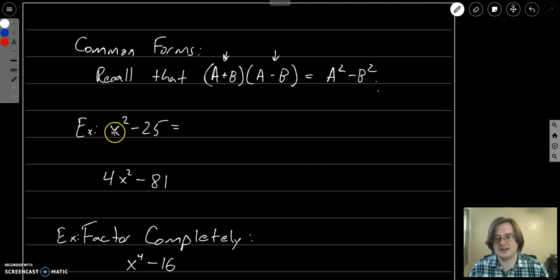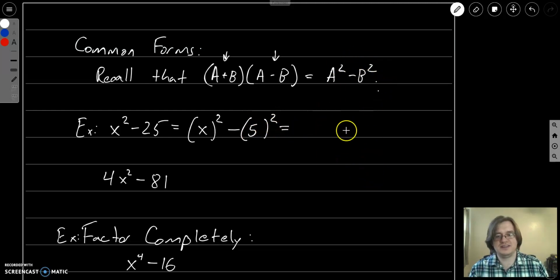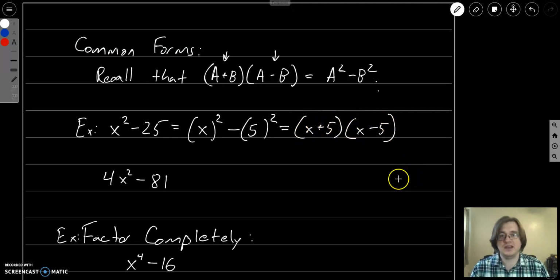So for instance here, I've got x squared minus 25. That's the same thing as x squared minus 5 squared. And using our formula, this is going to be the same thing as x plus 5 times x minus 5. Again, if we were to FOIL this out, we'd have the x squared term as the first term, we'd have 5 times negative 5 to be the last term, and the inner and outer terms are going to be minus 5 and plus 5, which cancel.